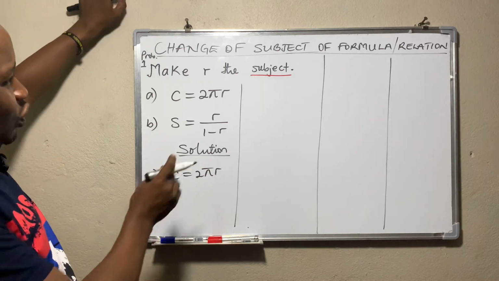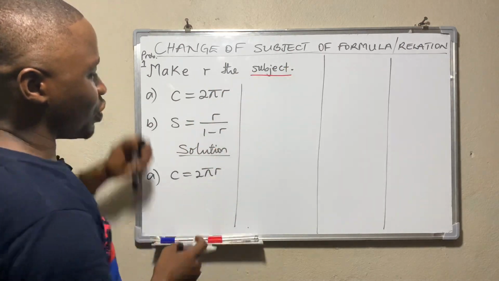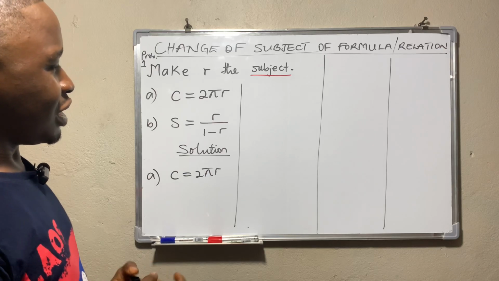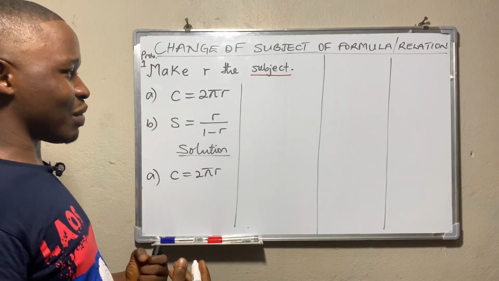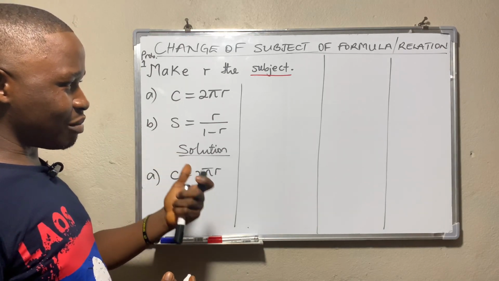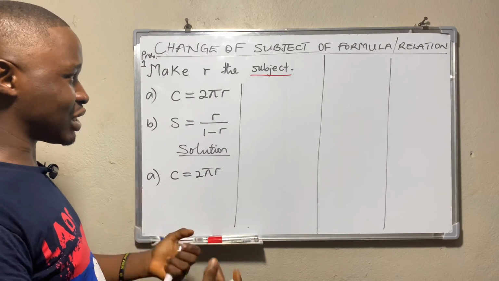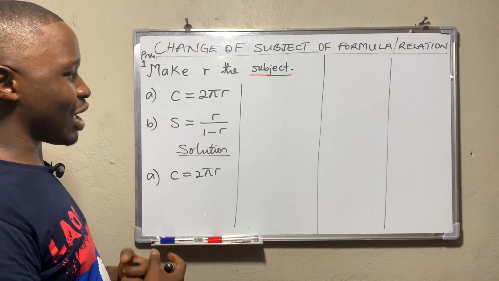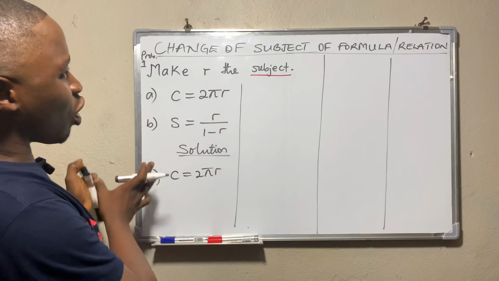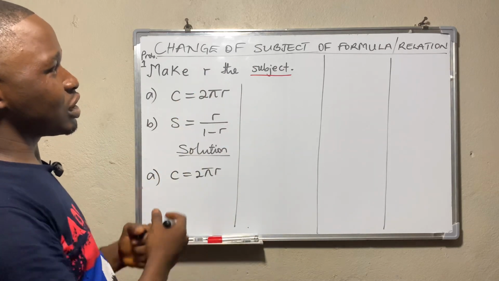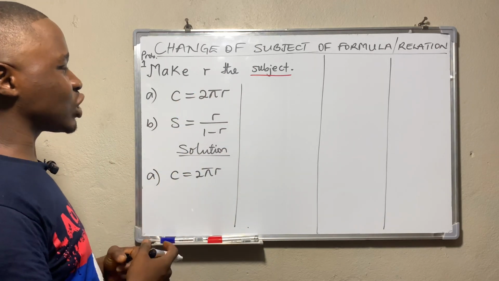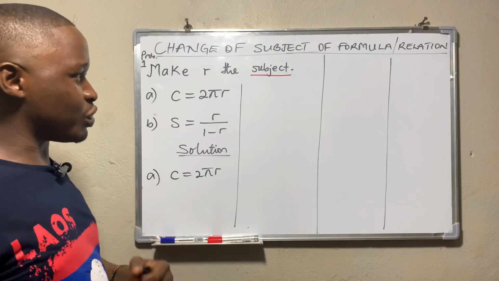All right. So let us start with the understanding of the word subject. In school, we have subjects like mathematics. We have physics. We have chemistry. We have geography. We have agriculture. But when it comes to relations or formulae in algebra, subject is different from what we used to understand.